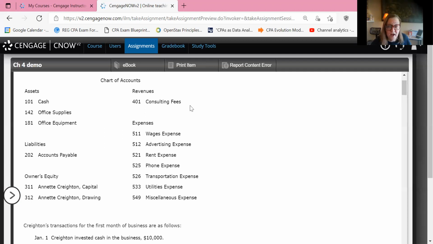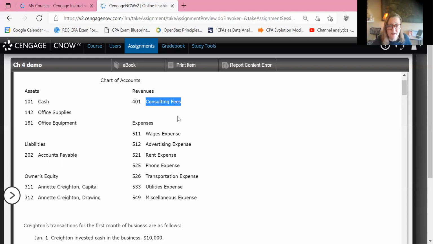Notice that the revenue account is called something different from what we're used to. Rather than saying the word revenue, it says consulting fees. So every time you have revenue from your customers, that's what you're going to code it to, this consulting fees account. I would prefer that they call it a revenue account, but they just don't ask me. So that's the way it is.